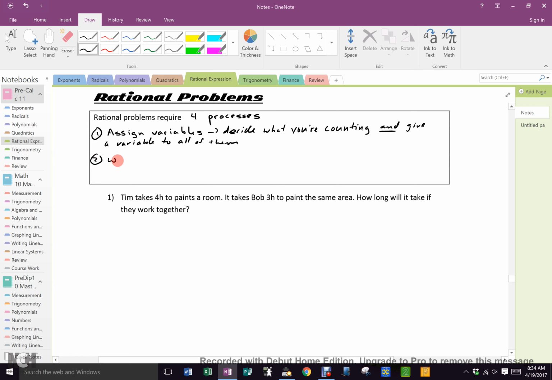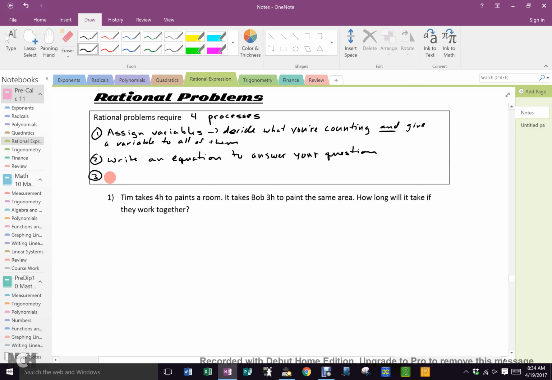Step two, you must write an equation to answer your question. Now, please be aware that the equation is not the answer. The equation is the mathematical question that you are asking, because the problem's going to ask you a question in words. The equation turns those words into numbers. Okay?